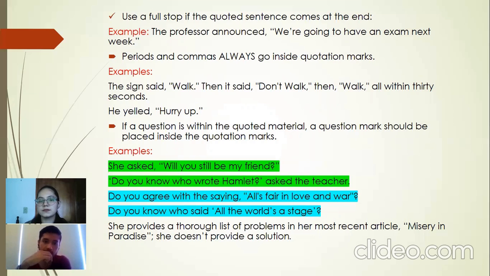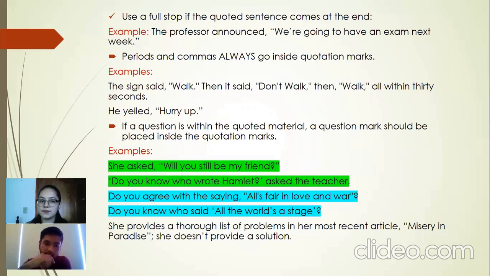If a quotation is within the quoted material, a question mark should be placed inside the quotation marks. So exclamation points and question marks may come inside or outside, depending on whether they are part of the quotation or part of the surrounding sentence. So here we have some examples to clarify this point.